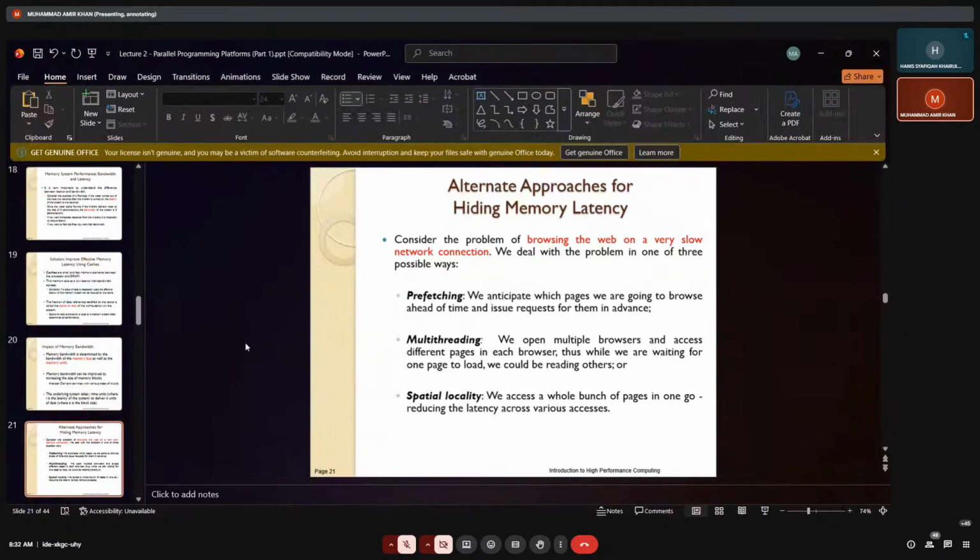Prefetch means we know in advance which one will be next, so we can open that. And multi-threading is basically using more than one browser; we can use more than one tab or browser. Spatial locality: we access a whole bunch of pages in one go, reducing the latency across various accesses. We open all the pages in one. There are three possibilities.